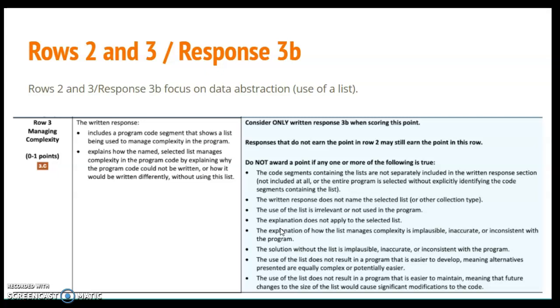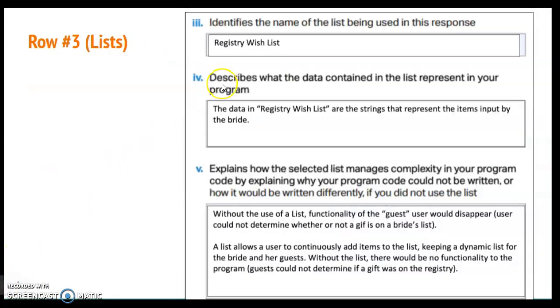So basically, how does it make your program easier to run by using the list, okay? If the use of the list does not result in the program being easier to develop or run, then you won't get credit. So make sure that your list is fulfilling a purpose in your program, okay? If the use of the list does not result in a program that's easier to maintain, meaning that future changes to the size of the list could cause significant modifications to the code. So basically, if you're changing the list, you shouldn't have to modify your code in order to make sure that it works. All right, so here is what your response is going to look like.